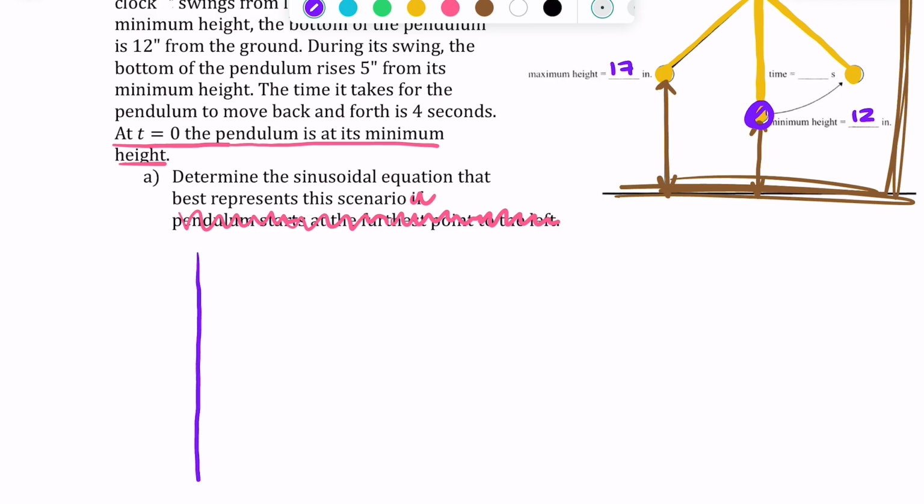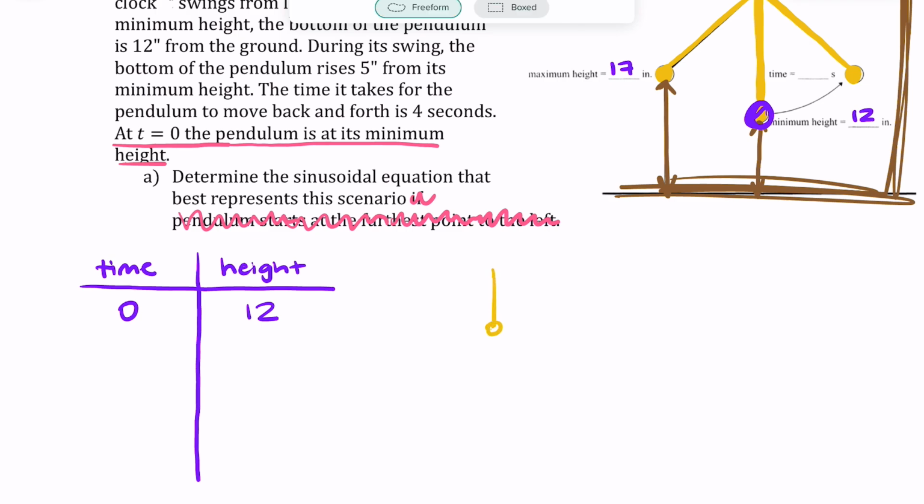Okay, now taking a look at this, we should be aware that there are 2 variables here. We've got time in seconds, and we've got height in inches. And I know that at time equal to 0, the pendulum is at its minimum height, which is 12. Now, when I take a look at a grandfather clock, and this is my pendulum, it is at its minimum height. When it swings this way, it's now at its max. So if I'm graphing that, it looks like this.